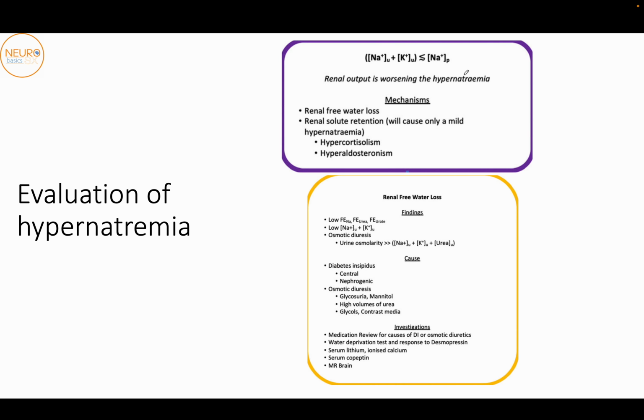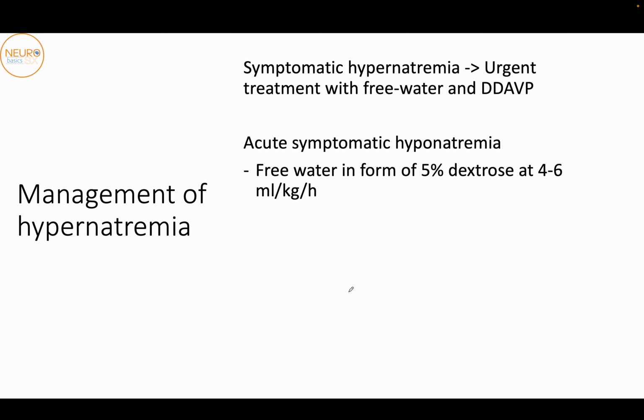On the other hand, if it is equal, or if it is slightly lesser or slightly more, that means that the kidney is not helping. The problem is at the level of the kidney. Okay, and that could either be because you have diabetes insipidus or you have osmotic diuresis happening. Right, so once we have evaluated what is the cause for hypernatremia, we can go ahead and manage that.